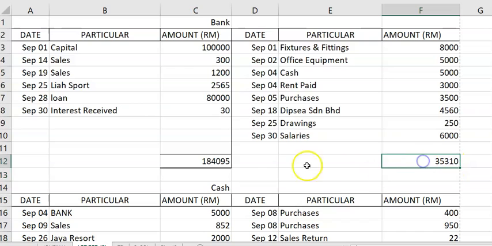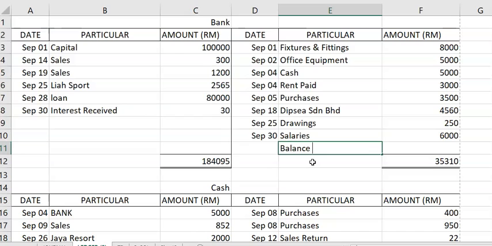Now you have the total of the credit side, which is 35,310. You see that the total of the debit side is much higher than the amount of the credit side, right? So the next thing is to identify which side has the lesser amount. Here in the bank account, the credit side has the lesser amount compared to the debit side. So this is the place where you need to calculate the balance.